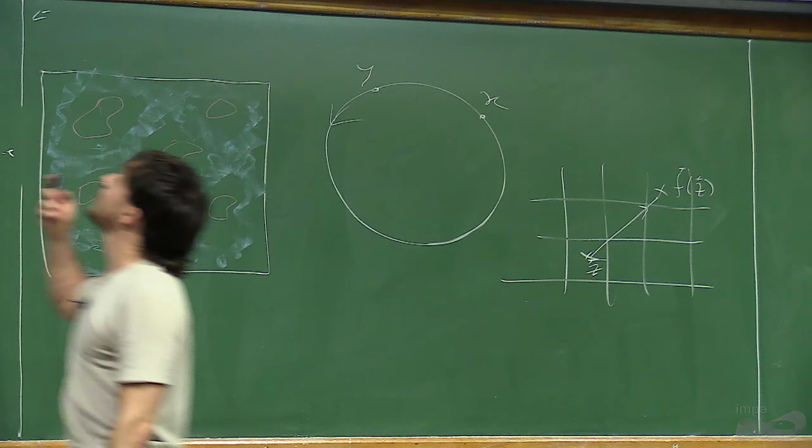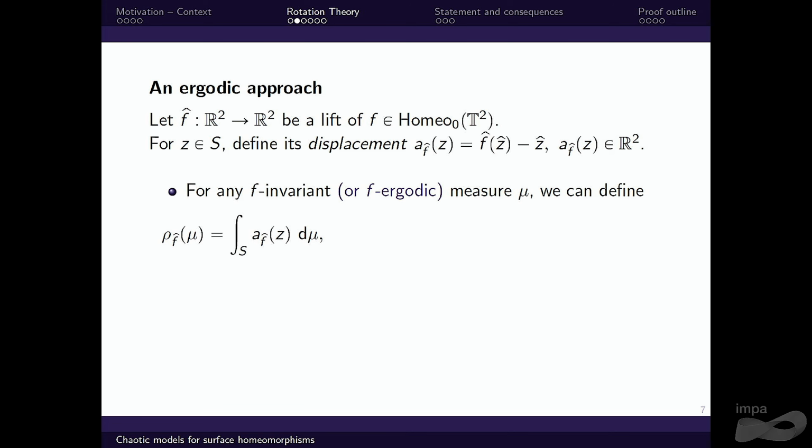And then I will say that for any f invariant or f ergodic measure, I can define its average rotation as the integral of the displacement with respect to that measure. Is that okay? And if it is ergodic, by the ergodic theorem, it is the same as the limit, the average rotation for almost every point. Okay, for typical points, that is true. So every ergodic orbit detects one rotation vector.